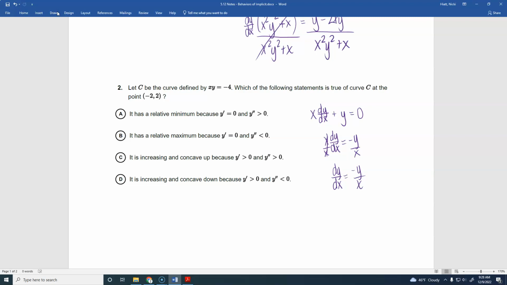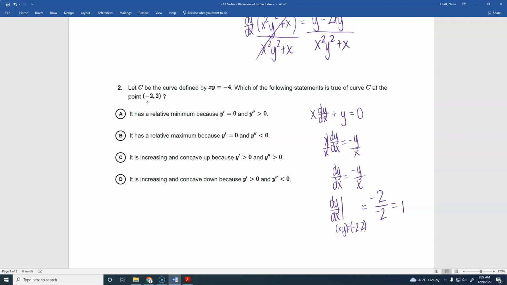So we only care about the point (-2, 2), so we're going to plug that in. It's multiple choice, so notation is not as important, but correct notation would be like this. That will show that you're plugging in (-2, 2), and that will give you -2 over -2, which gives you +1. So we know our first derivative equals 1.